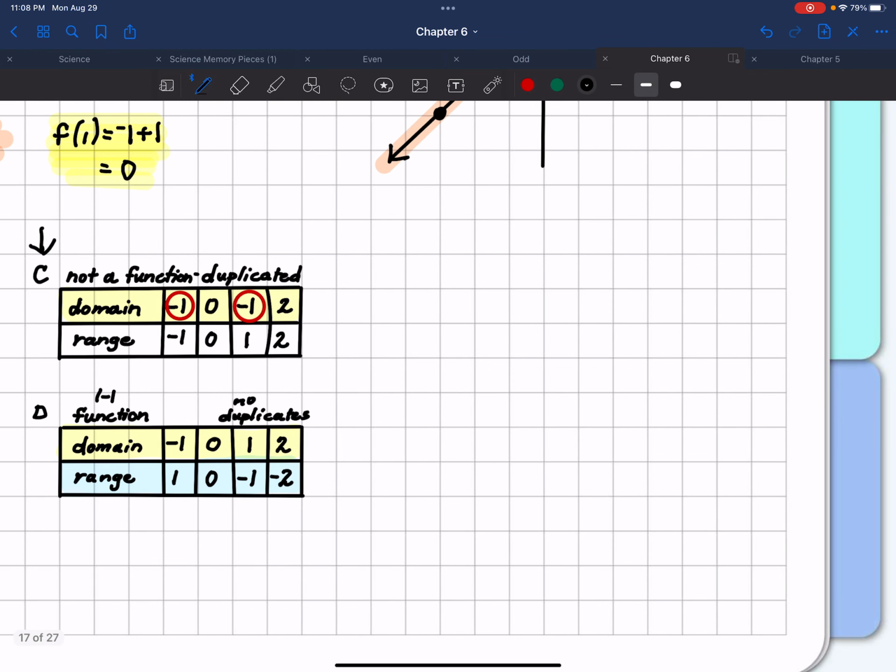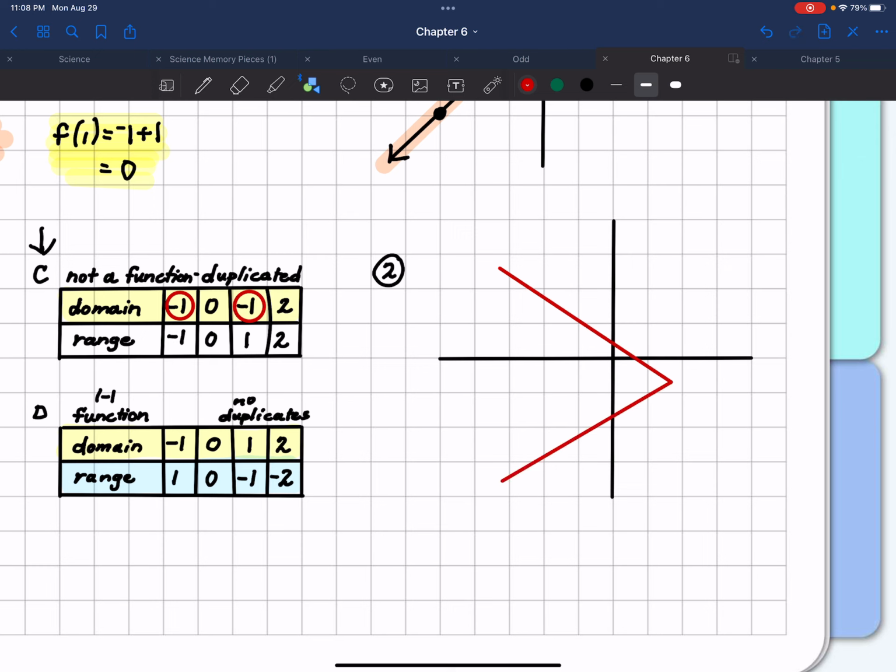Number 2, explain why the vertical line test can be used to determine whether a graph represents a function. I'm just going to piggyback on what we just did. So let's draw an example to work with. And for this one, I'm going to draw this type of graph. I want it to be straight though, because that will affect the graphing. So this is clearly not a function because it fails the vertical line test.